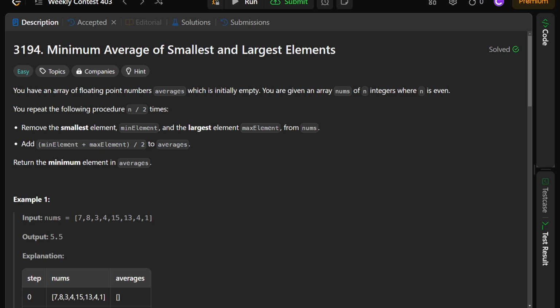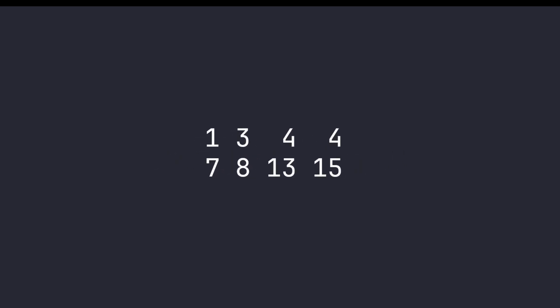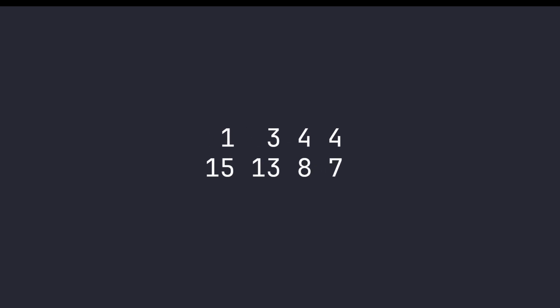7, 8, 3, 4, 15, 13, 4, 1. If we take a look at one of the ways we could solve this, we are going to first sort our values. Then we are going to chop the list into 2 halves, the first half and the second half. We're going to reverse one of the halves. In this example, we're reversing the second half. And then we have basically our pairs of numbers: 1 and 15, 3 and 13, 4 and 8, 4 and 7. You then add these together, calculate the minimum, and divide that by 2, and you have your minimum average.